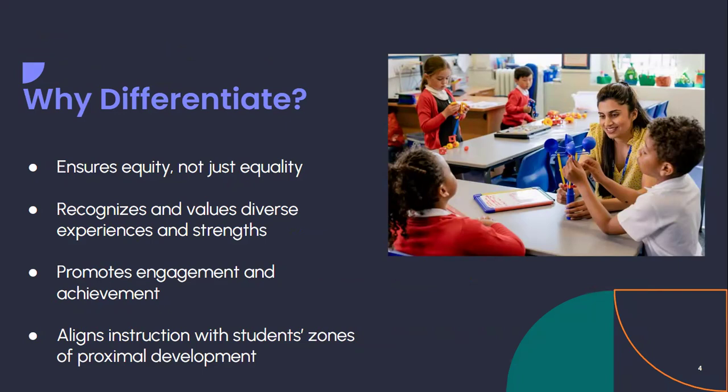Differentiation is about responding to students' actual needs: cognitive, emotional, and cultural. It's not about giving less to struggling students or more to advanced learners, but rather making the learning process accessible, engaging, and effective for all. It ensures equity, not just equality.